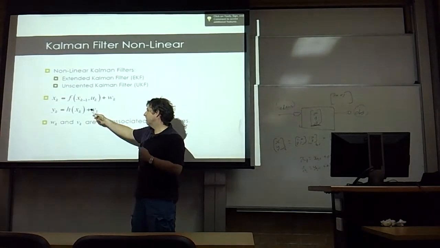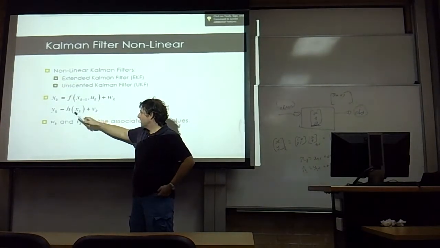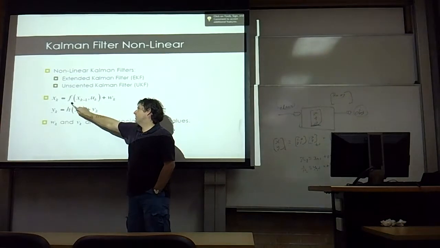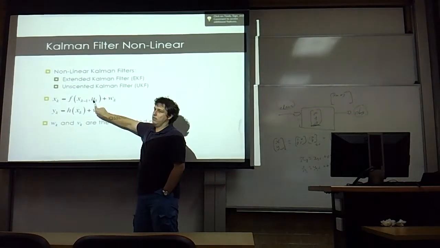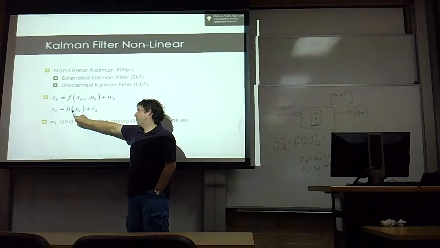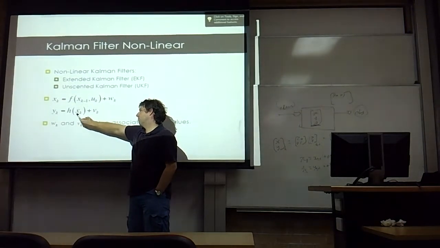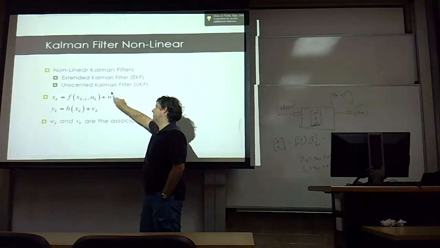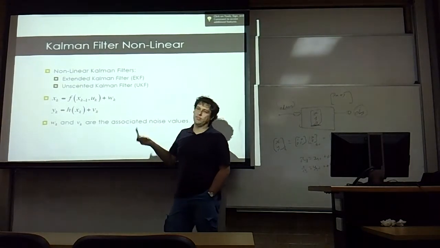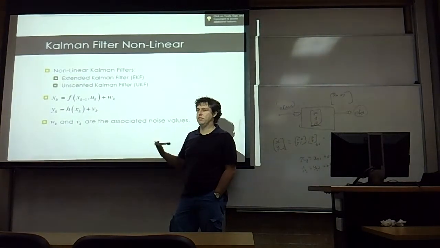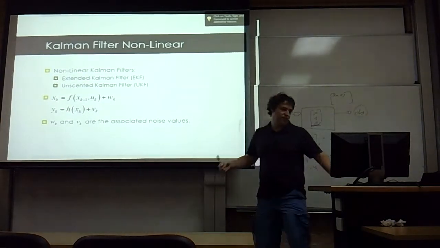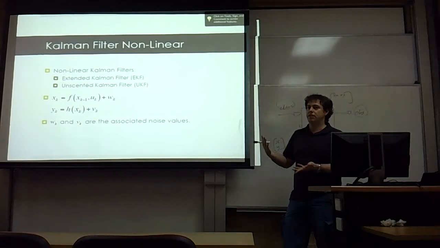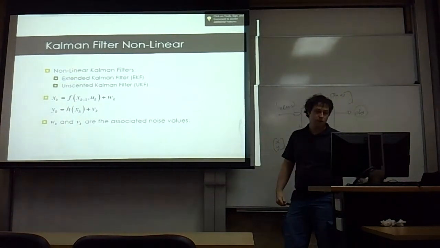So instead of the linear functions, we've got these nonlinear functions. Notice they use the same things: the previous state and the input, and the predicted state. These two are just the noise values, because basically every bit of information we get, we need to assume noise. And these are the two equations that we have to make ourselves, basically, for any system that we want to use a Kalman filter for.